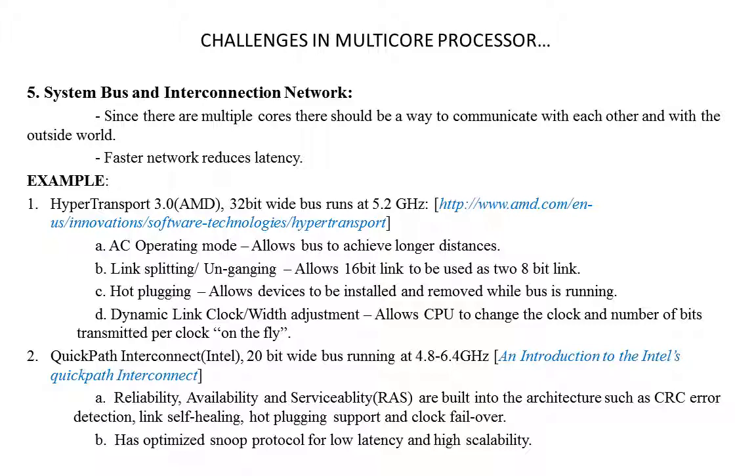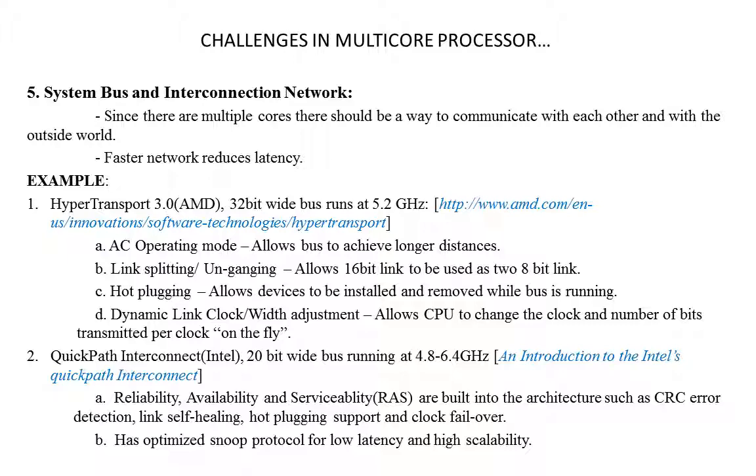It allows link splitting which allows more CPUs to be connected without using any extra hardware. Hot plugging allows devices to be installed or removed while the bus is running. In dynamic link clock or width adjustment, the CPU can change its clock rate as well as the number of bits it transfers per second. Now moving on to QuickPath Interconnect, it has reliability, availability and serviceability features built into it. It also has a smooth protocol optimized for low latency and high scalability. It also has packet and lane structures which enable quick completion of transactions.